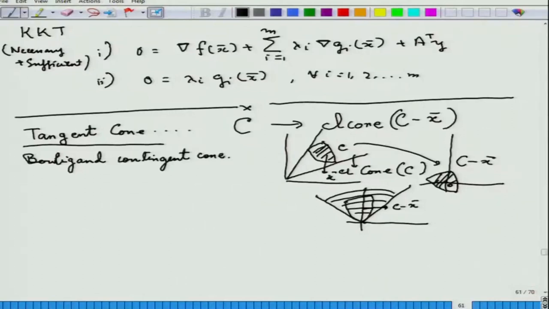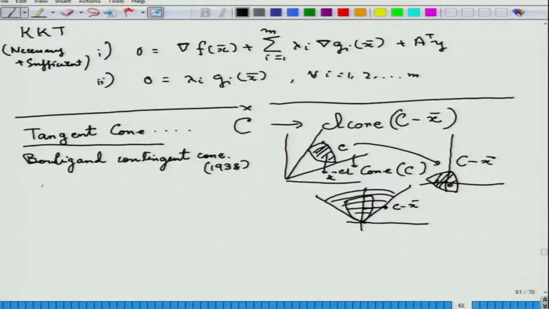It was introduced in 1938 by Bouligand for a very different purpose, not for optimization, but it has certainly come to play an important role in optimization. If you look at the very basic notion of a tangent, which you have learned in high school, if you have a curve like this on the Cartesian plane, then you take two points P and Q, and you want to draw a tangent to this curve at P. A tangent is a line that touches the curve only at the point P, the tangent at P, and does not touch at any other point.